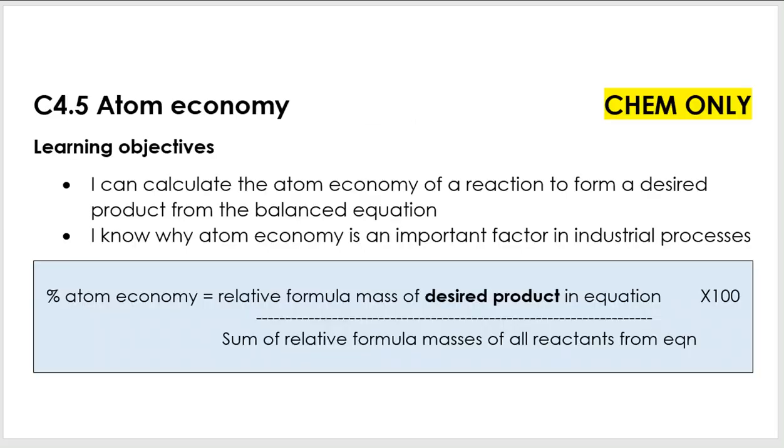Atom economy: doing atom economy calculations from balanced equations and understanding why it's important industrially. So we've got the process here. This is what we do. The relative formula mass of desired product in the equation divided by the sum of the relative formula masses of all reactants in the equation. And we multiply that by 100 and it becomes a percentage.